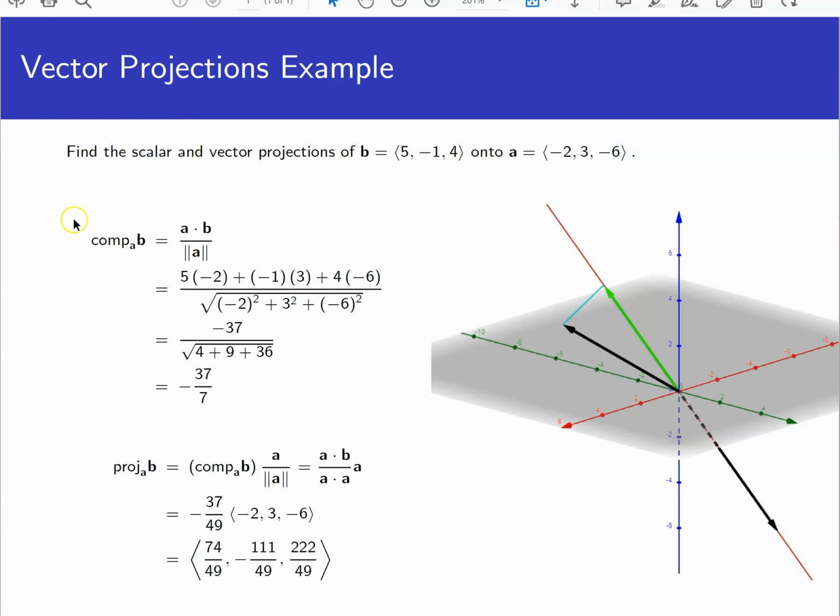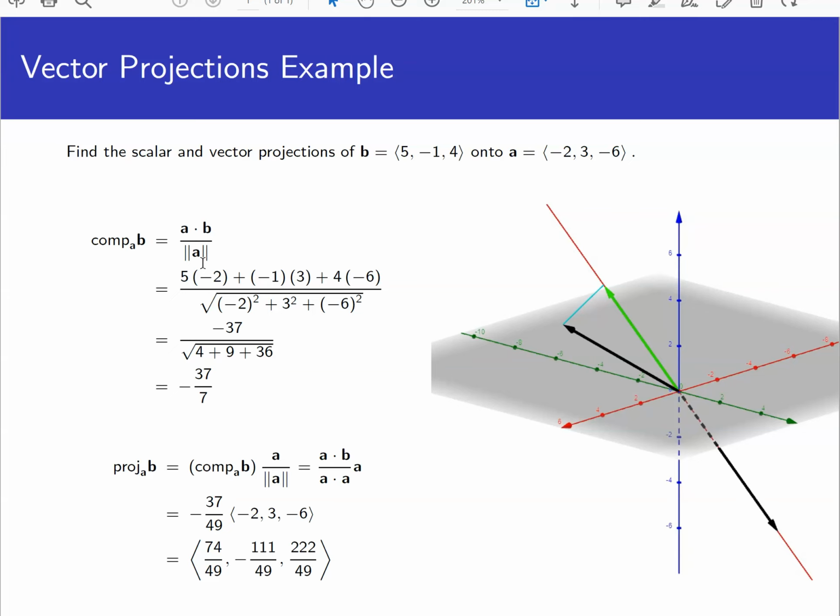So remember, the component of B along A, which is our scalar projection, is defined as the dot product of A and B over the magnitude of A. And remember that this value gives you basically how far in the A direction does B go.